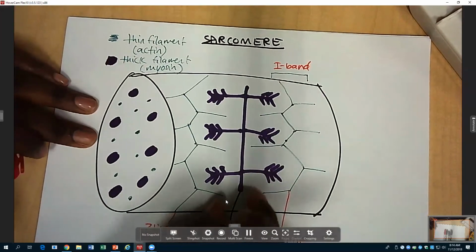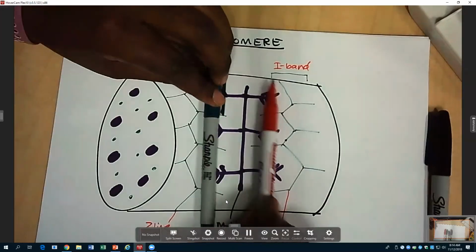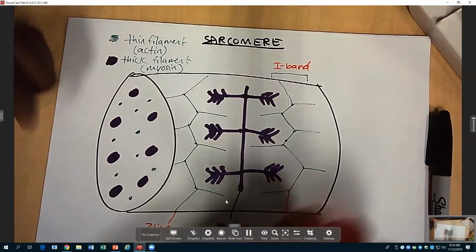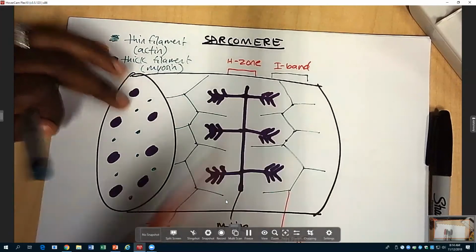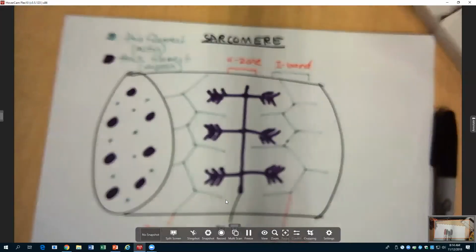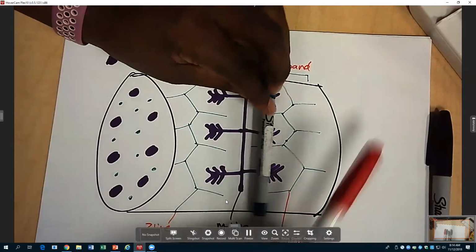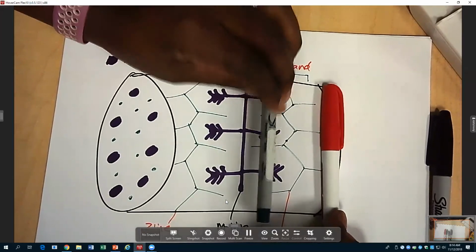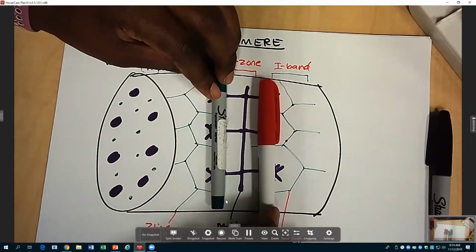Similarly, along the center here, where we only have thick filaments, there's no overlap with our thin filaments, that is called the H zone, right? The H zone. Okay. So the I band is the outer periphery of the sarcomere, and that's only actin filaments. The H zone is the center of the sarcomere, right around the M line, and that is only myosin filaments.